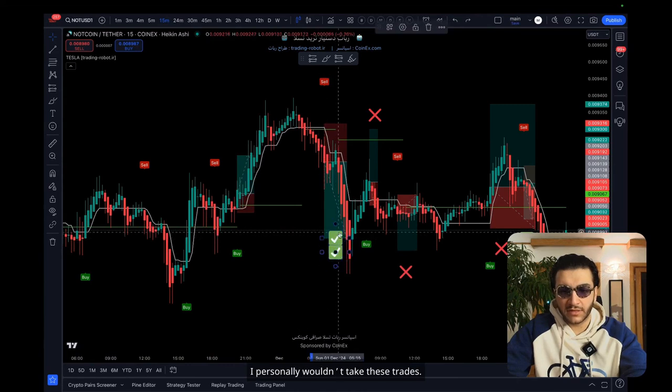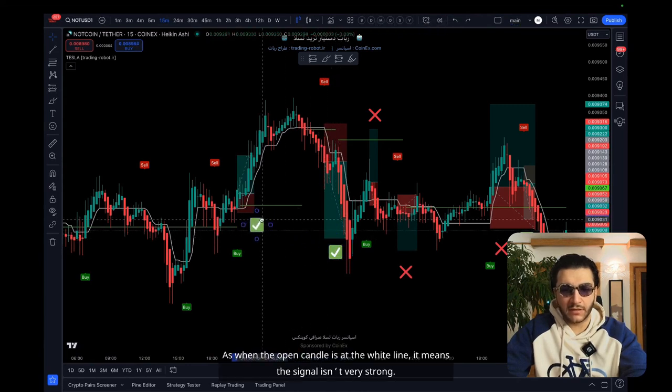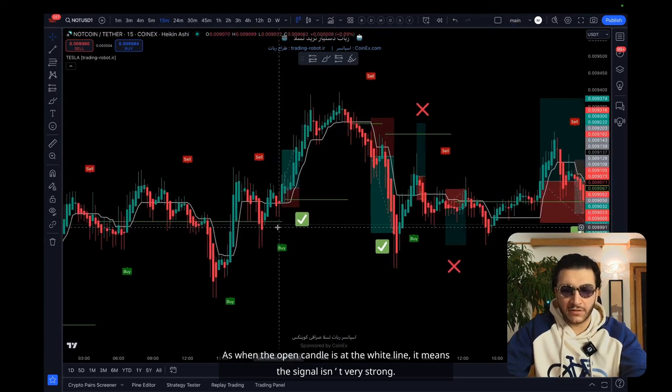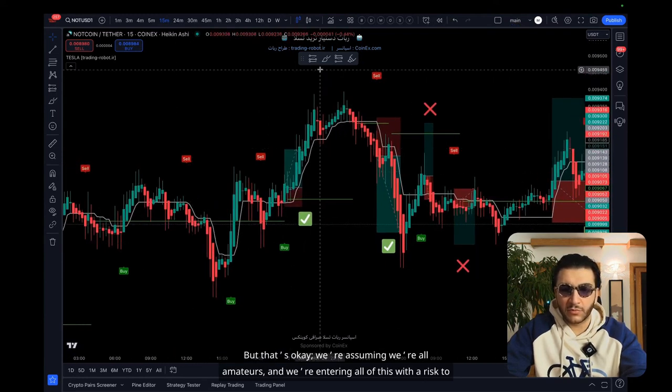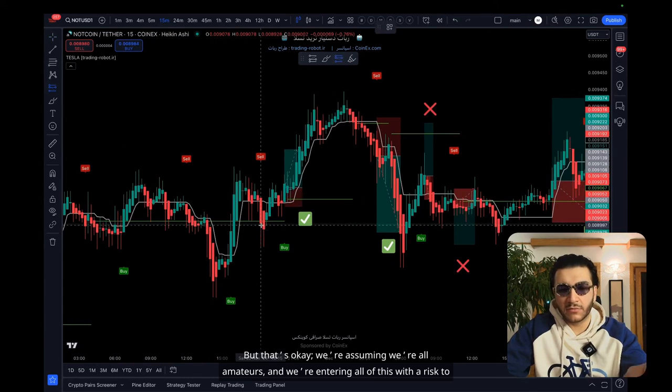I personally wouldn't take these trades. Why? As when the open candle is at the white line, it means the signal isn't very strong. But that's okay. We're assuming we're all amateurs, and we're entering all of this with a risk to reward of 2.